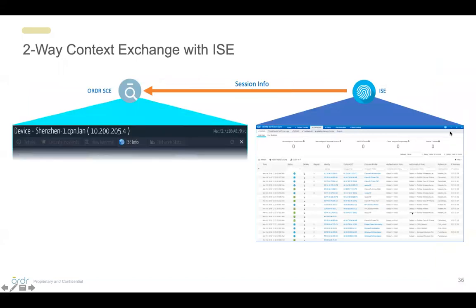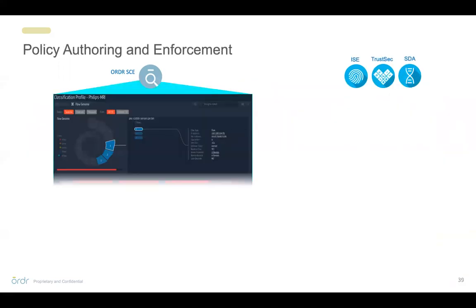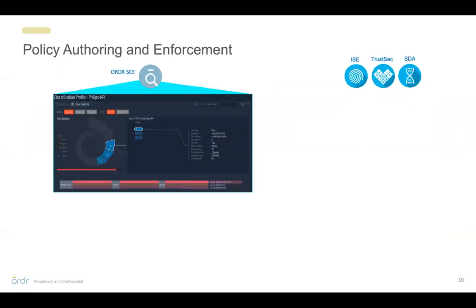We're also consuming the context. So when things authenticate, and this is called the session directory or the live log for those who work directly with the product, we're collecting that information. Was it assigned a scalable group tag? What was the access policy that was given? Where was it connected to in the network? We're retrieving that information as well, and you can report on it along with the other attributes you learned from asset management systems and Ordr.